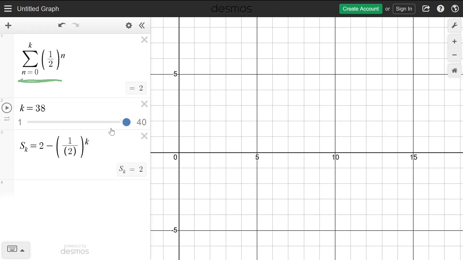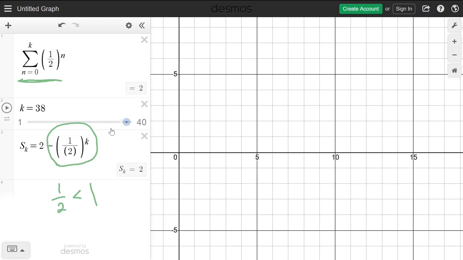Another way to think about that is just looking at this term, right? When we take 1/2 and raise it to an exponent, this number 1/2 is smaller than 1. And so as we raise it to higher and higher powers, numbers that are smaller than 1 actually get smaller and smaller and smaller the higher power you raise them to.